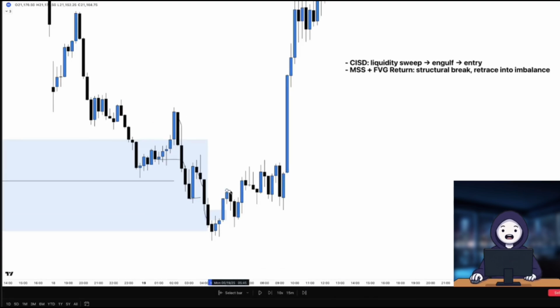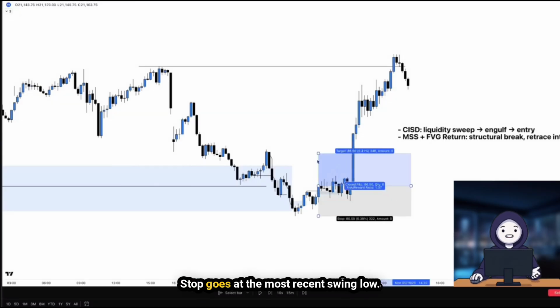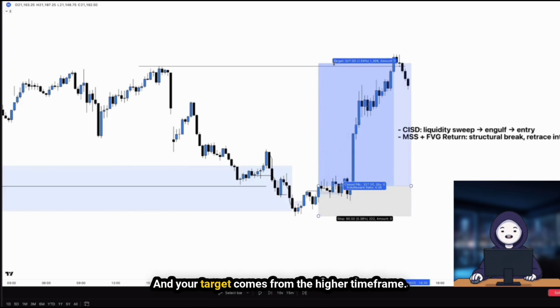At the same time, a market structure shift is also occurring. Price takes out this high and creates a fair value gap through it, which is a second, simultaneous confirmation. Either pattern alone is a valid entry, both together is exceptional. So for any of these 3 entry models, the inverted fair value gap, the change in the state of delivery, or the market structure shift, your execution is the same. Enter when the pattern confirms, stop goes at the most recent swing low, and your target comes from the higher timeframe analysis you already completed.